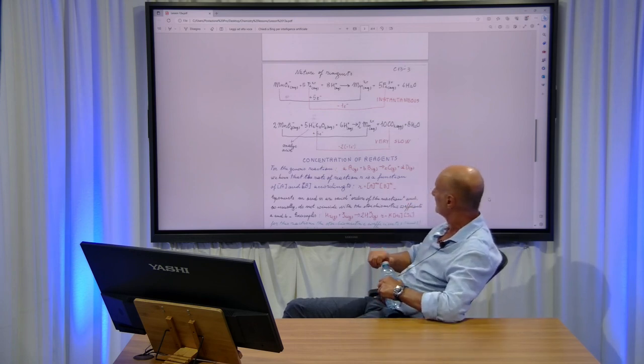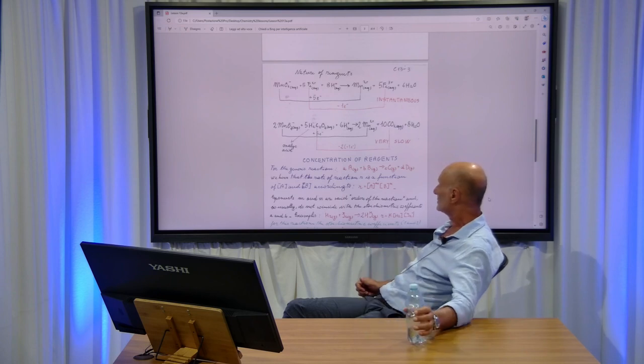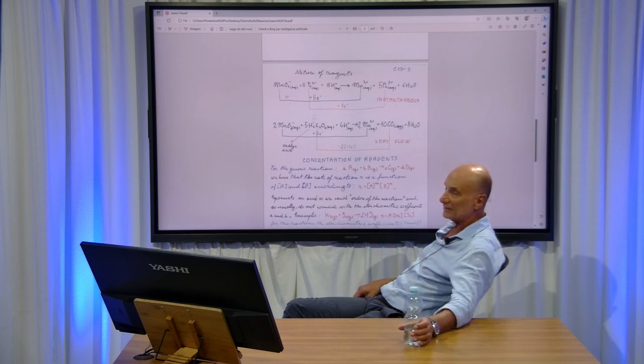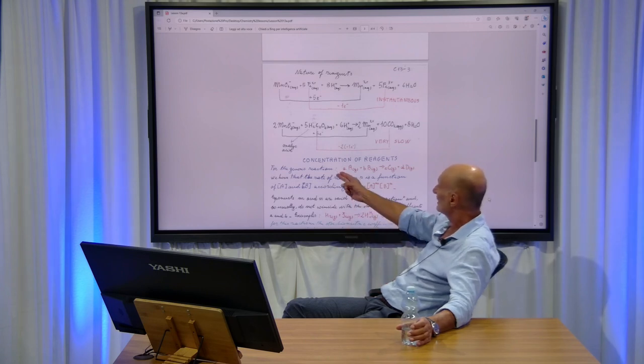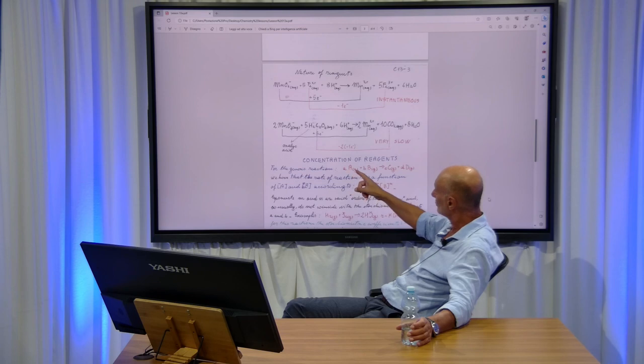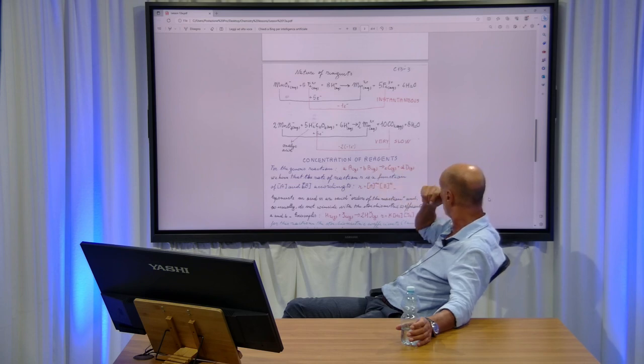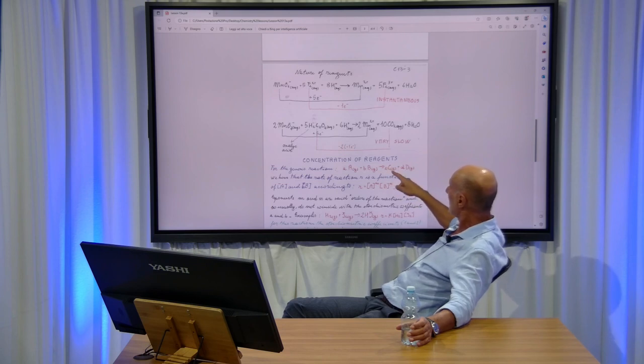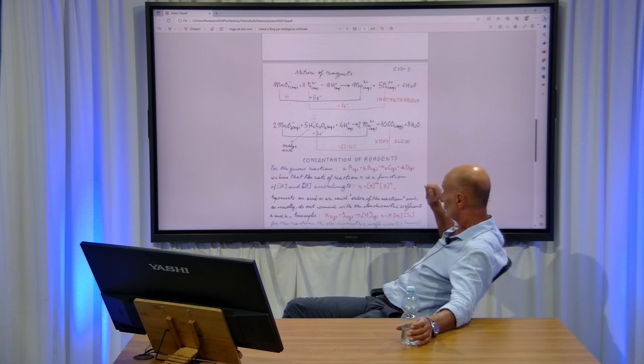Then, let's see how the speed of a reaction is affected by the concentration of reactant. Let us write the generic reaction. A molecules of the compound A in gaseous phase react with B molecules of the compound B, always in the gaseous state, thus giving rise to C molecules of the compound C in gaseous phase and D molecules of the gaseous compound D in gaseous state.